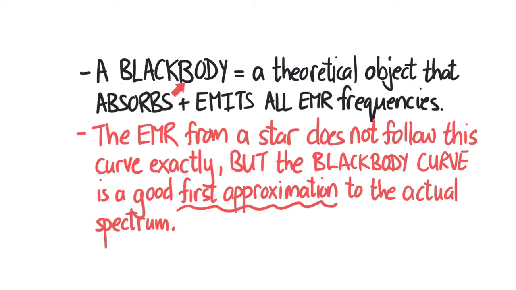Now, a black body is a theoretical object that absorbs and emits all electromagnetic frequencies. So it is an ideal absorber and emitter of electromagnetic radiation. Now, the electromagnetic radiation from a star does not follow this curve exactly, but the black body curve is a very good first approximation to the actual spectrum, as we're going to see.